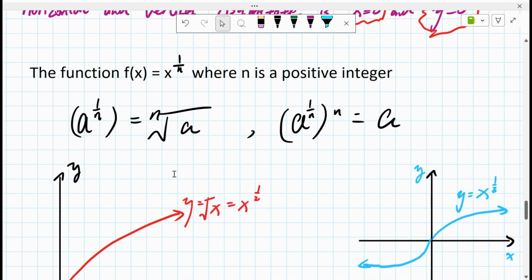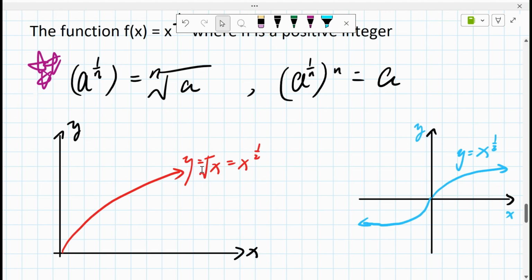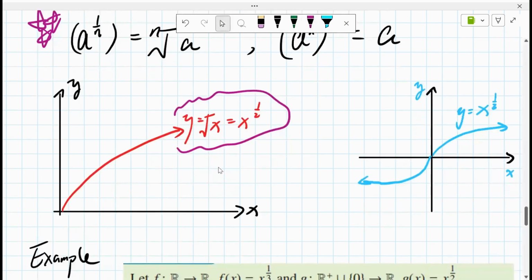Then let's keep going with the function. If x is to the power of a fraction, which is 1 over n, where n is a positive number, we could rewrite it. This is an index law, by the way: a to the power of 1 over n means the n-th root of a. So a to the power of 1 over n, to the power of n, equals a. If n is an even number, our graph will look like that. But if n is an odd number, the graph will have a positive part and a negative part.